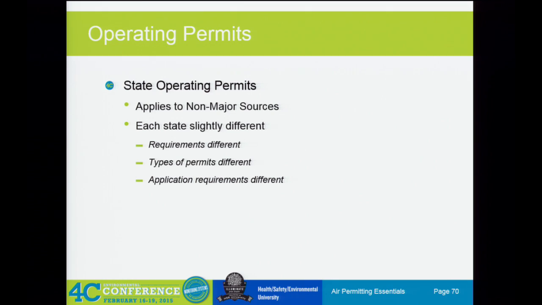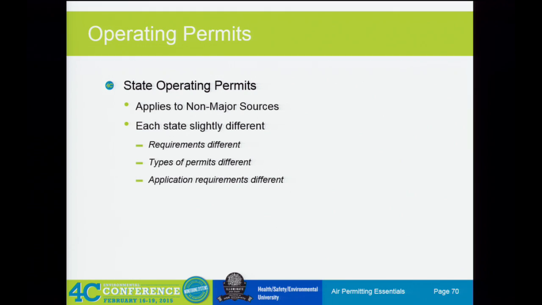So operating permits, like I said about 10 slides ago, there are some state operating permits which apply to non-major sources. And like I said, each state is slightly different. The applicability requirements are different, and the type of permit that you need for an operating permit for a minor source in an individual state is a little bit different. In some cases, with your federal operating permits, you'll list out all your regulations. In a state minor source operating permit, it might just be a notification that you're going to be operating that source.